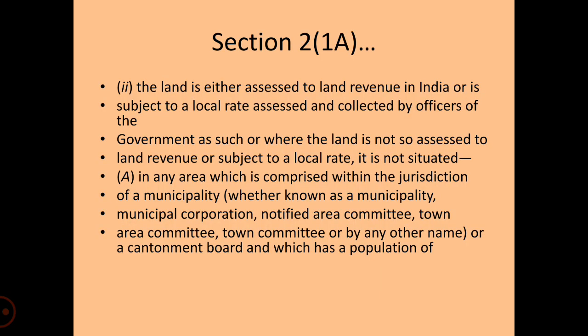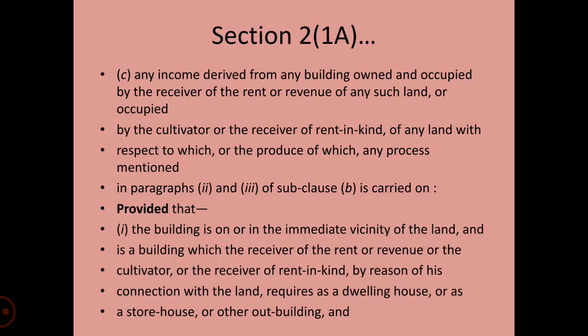B. In any area within such distance, not being more than 8 kilometers, from the local limits of any municipality or cantonment board referred to in item A, as the Central Government may, having regard to the extent of and scope for urbanization of that area and other relevant considerations, specify in this behalf by notification in the Official Gazette. Section 2, 1A, agricultural income.